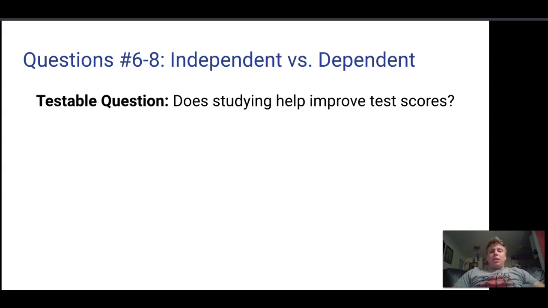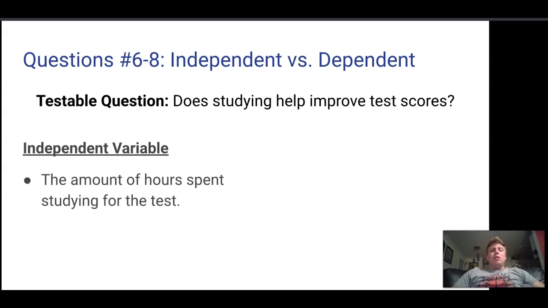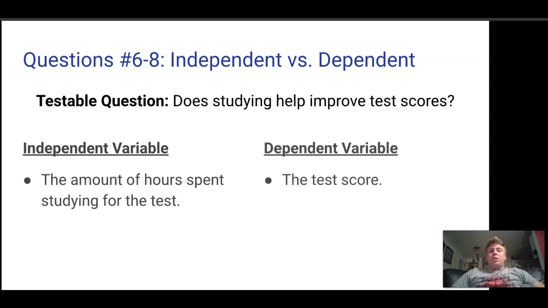The testable question here is, does studying help improve test scores? The independent variable in this example is the amount of hours spent studying for the test. The scientist could say, one group of students can only study for 1 hour, a second group of students will study for 2 hours, and a third group of students will study for 3 hours. What depends on the amount of study time is the dependent variable, which in this case would be the test score.